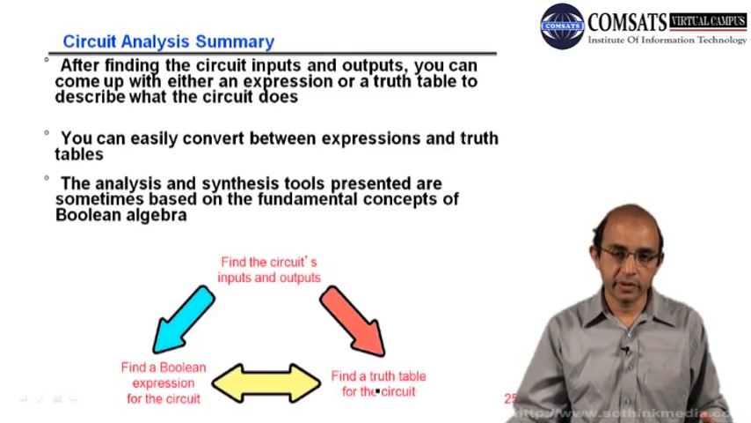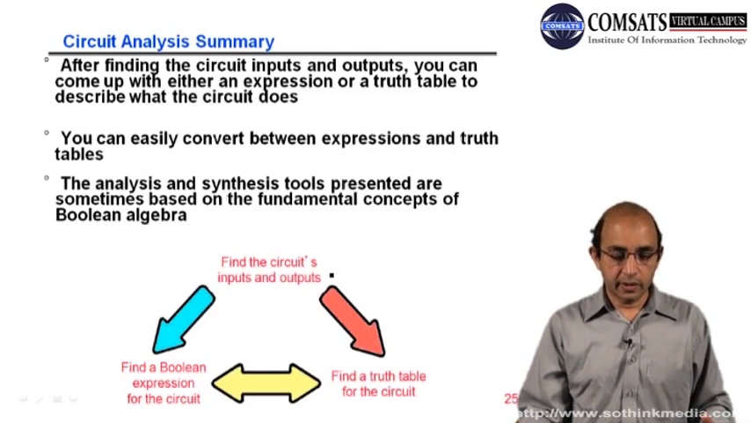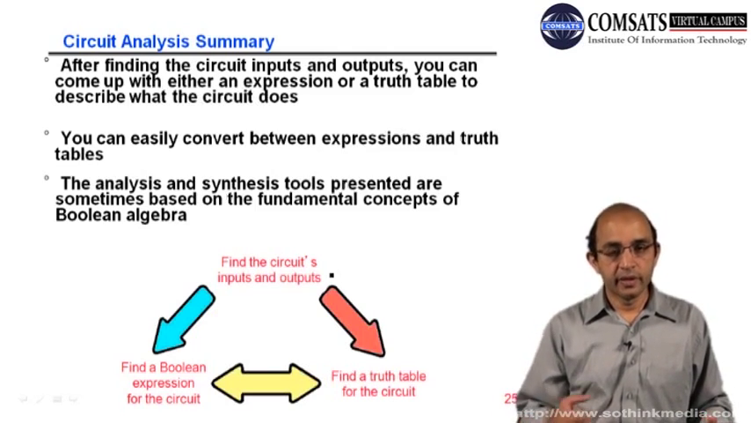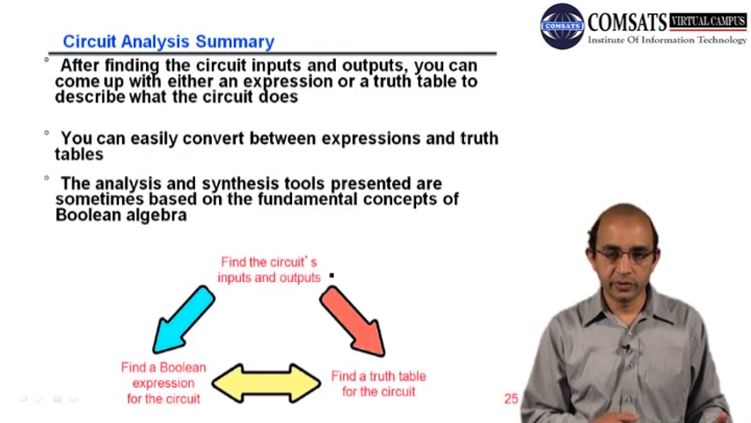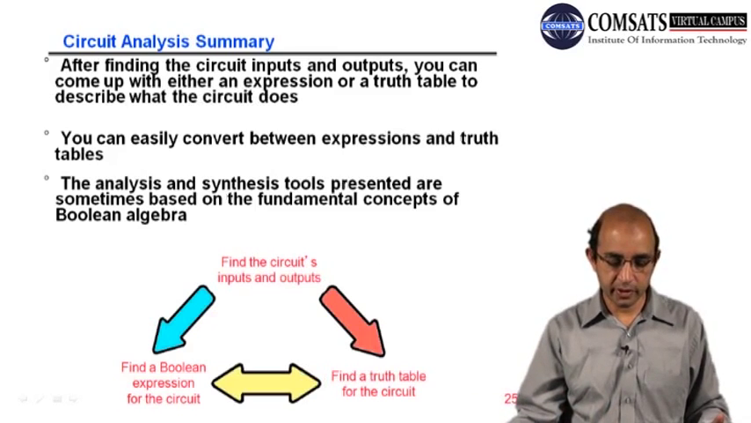It's your choice depending on the type of circuit. For example, if we have a multi-level circuit, it's not easy to draw the truth table straight away, so first we normally go for the Boolean expression. If we have a two-level circuit, it's easier to go for the truth table, and after the truth table we can draw the Boolean expression.